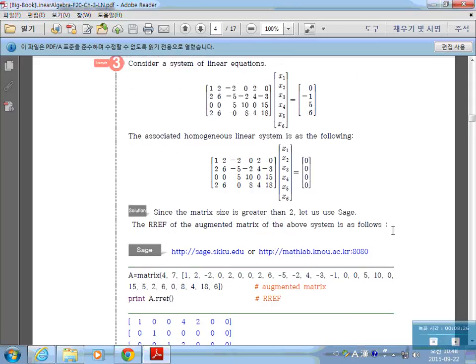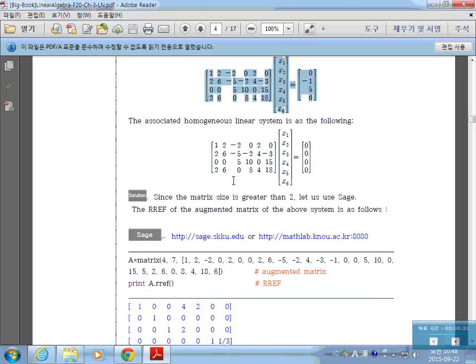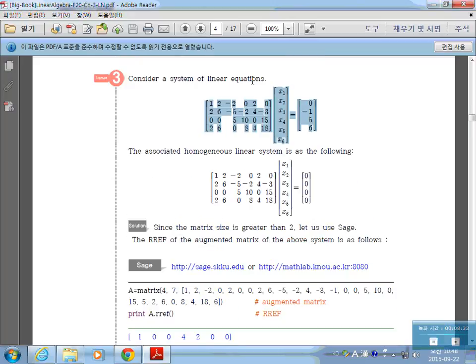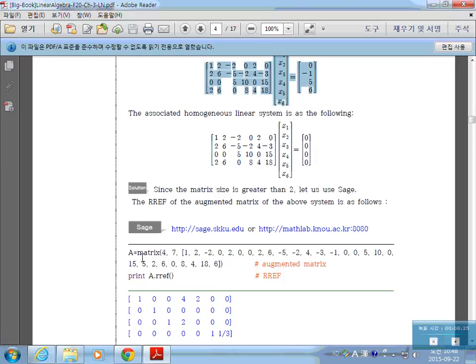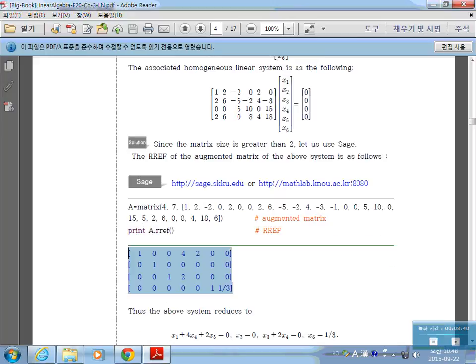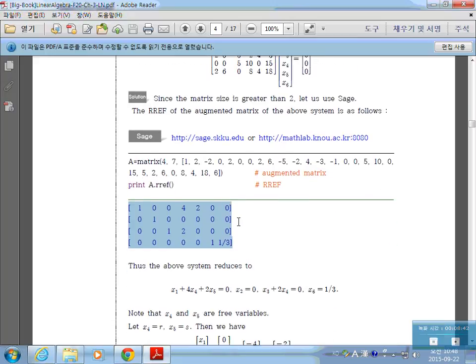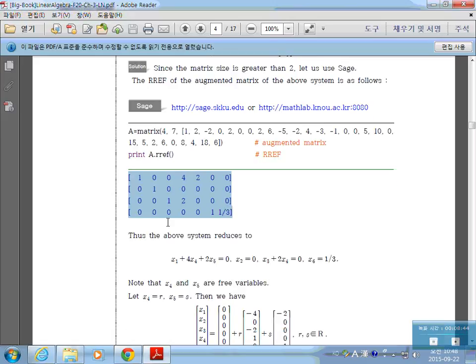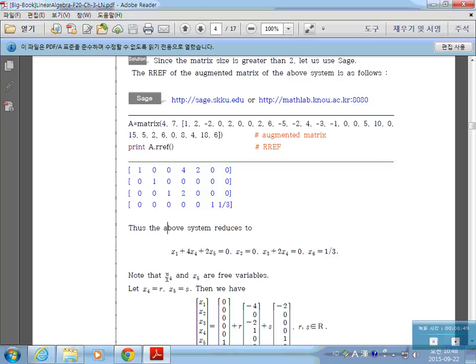From this linear system of equations, we make an augmented matrix like this. Then find the RREF of it. Then it can be found in this way. So from here we know there are free variables here and here. So x4 and x5 can have free variables.